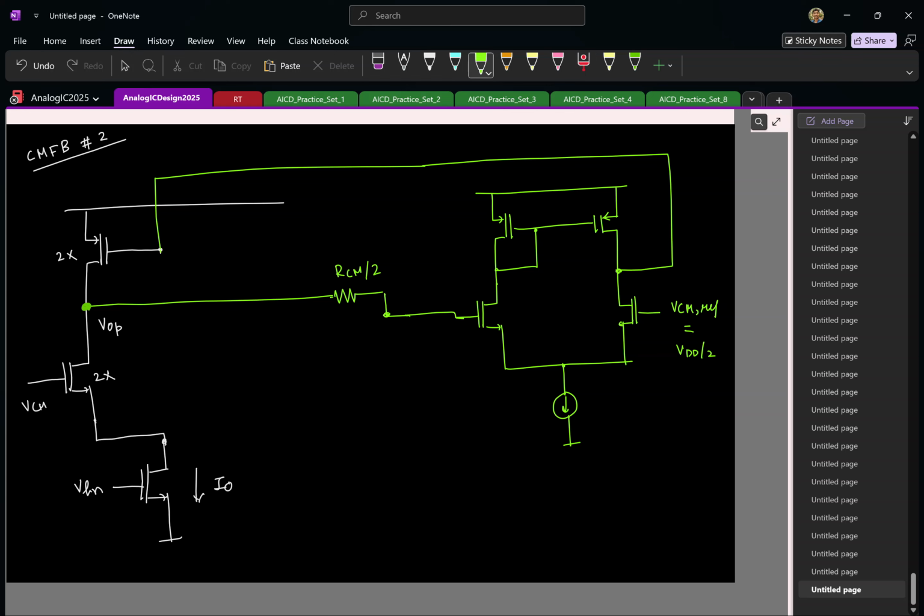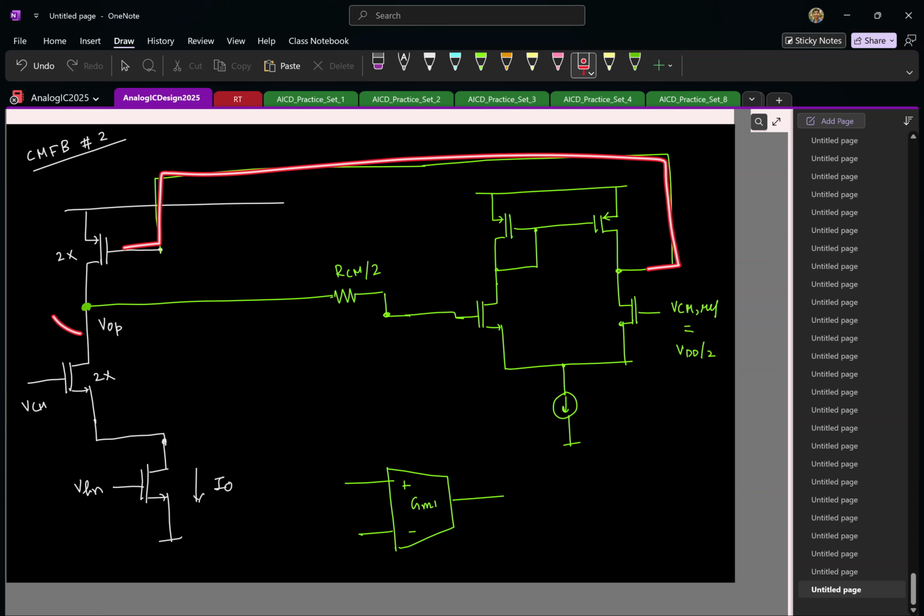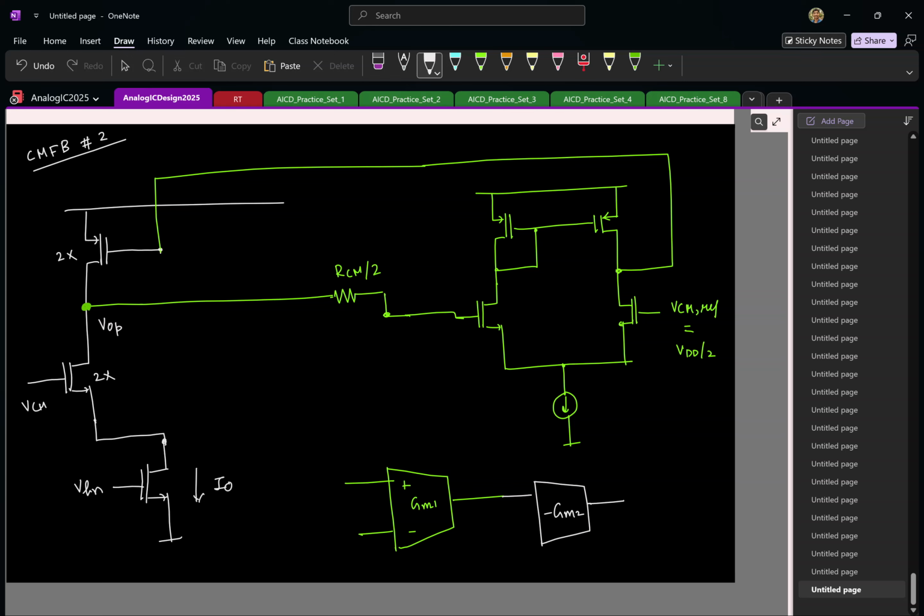If I were to sketch it, this is how it's going to look. So the 5T OTA I am drawing as a block like this. Let us say some GM1. The output of this goes and excites another common source amplifier. So I'll draw that in white. Let us say that is a minus GM2. And the output of this is connected to a resistor RCM by 2.